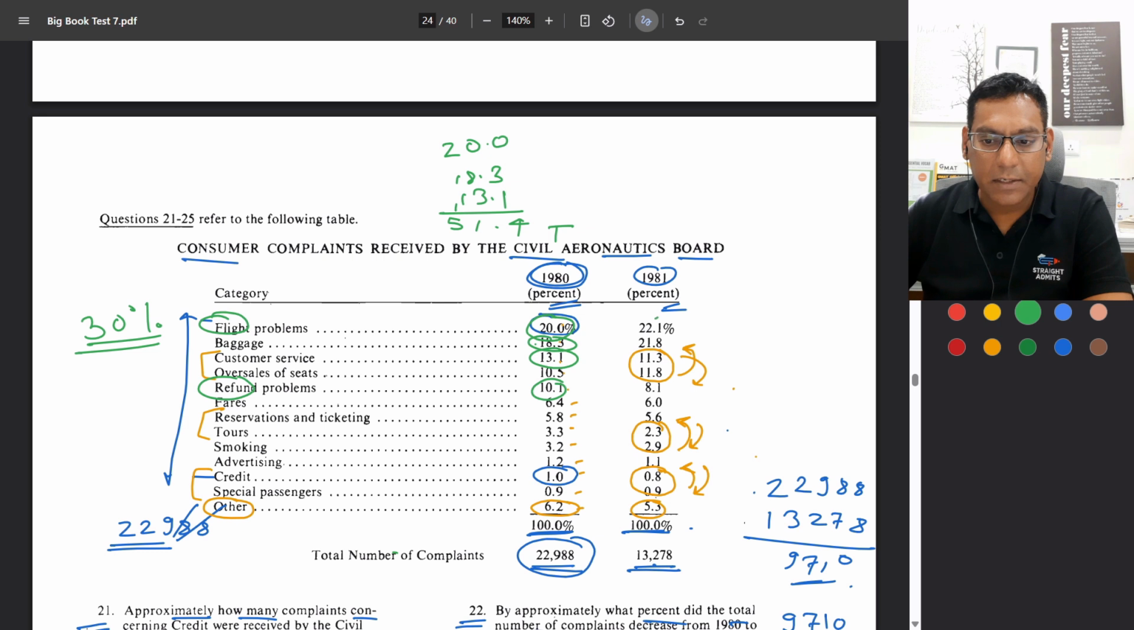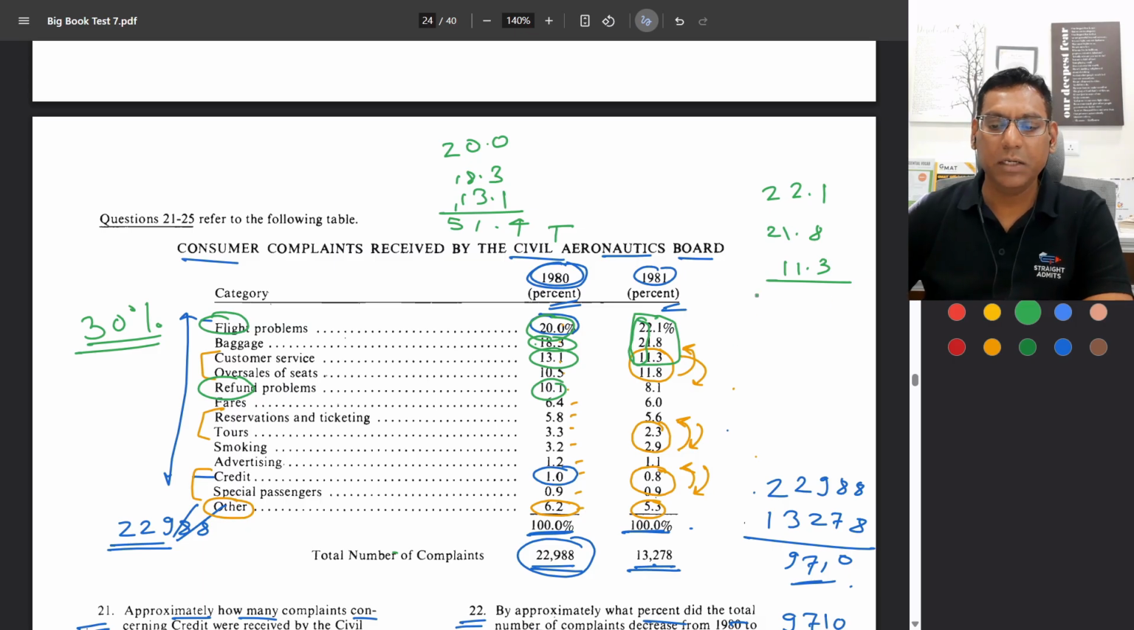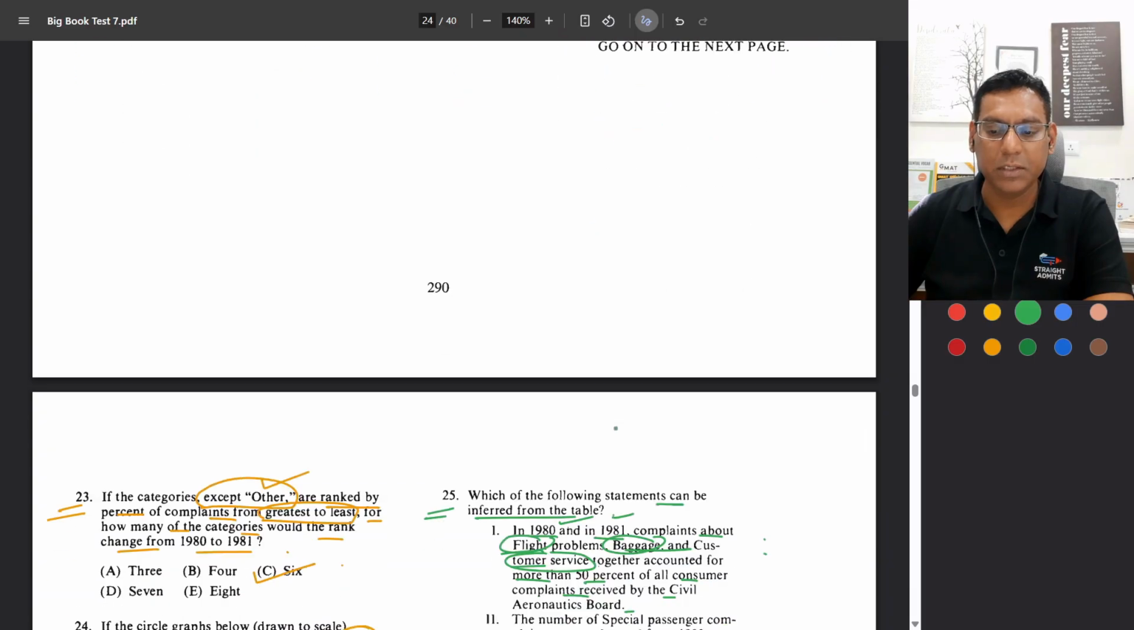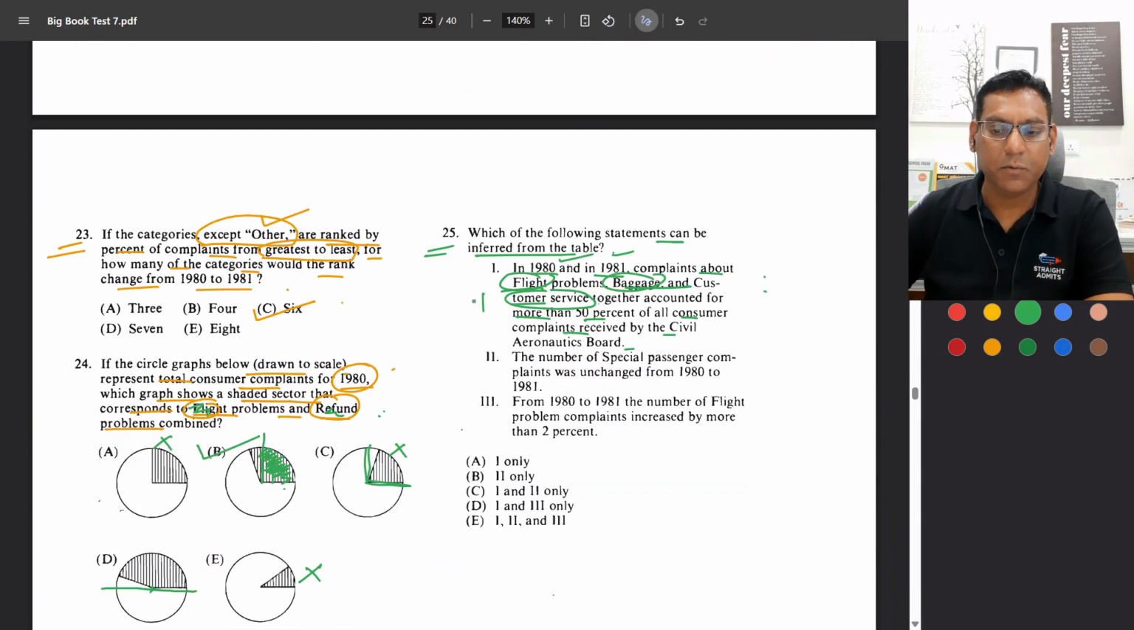Let's see for 1981. These three numbers: 22.1, 21.8. So that's 43% something. This is also going to be more than 50. See, here only it is becoming 50, and then something, we don't have to do the number. So this is also true for 1981. So for both it is true. That's what the statement was. So this is true.